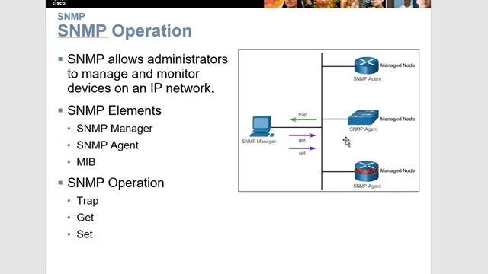The SNMP manager polls agents and queries the management information base for the SNMP agents on UDP port 161, and traps to the manager are sent through UDP port 162. So those port numbers may be significant in testing.